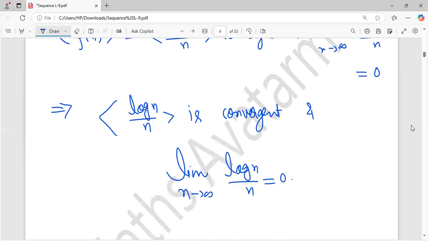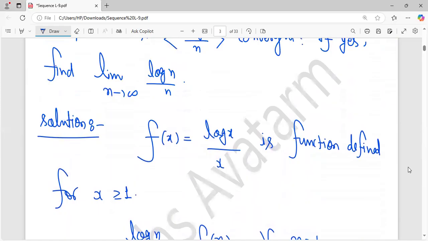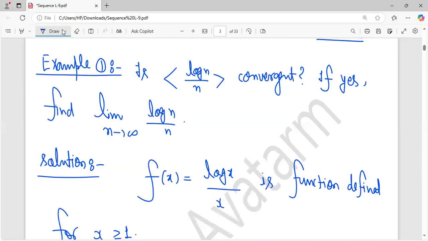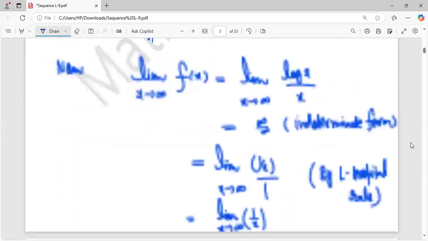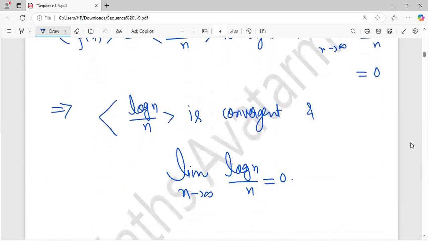Okay, so we will do only one example. Up to this point, we have used the theorem we proved in the last lecture. So this is done. The sequence log n upon n is convergent and its limit is 0.